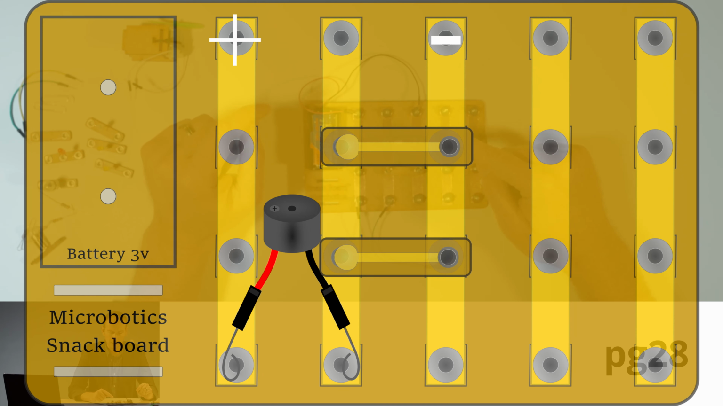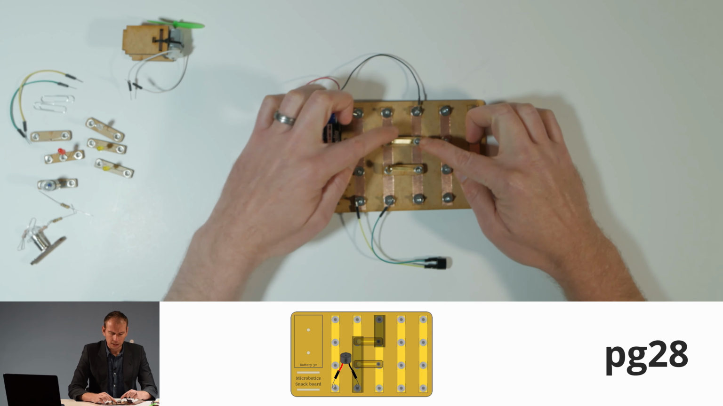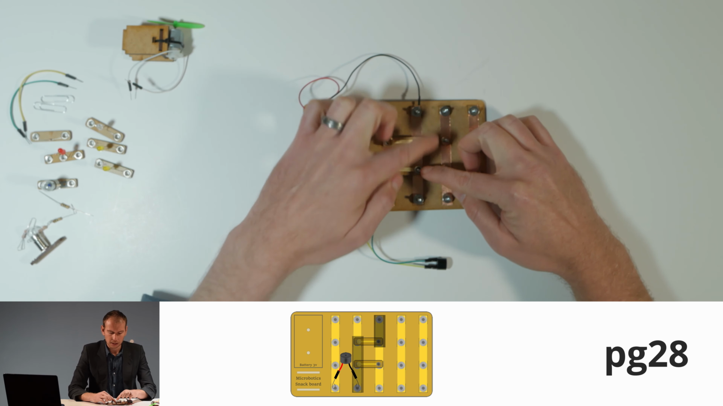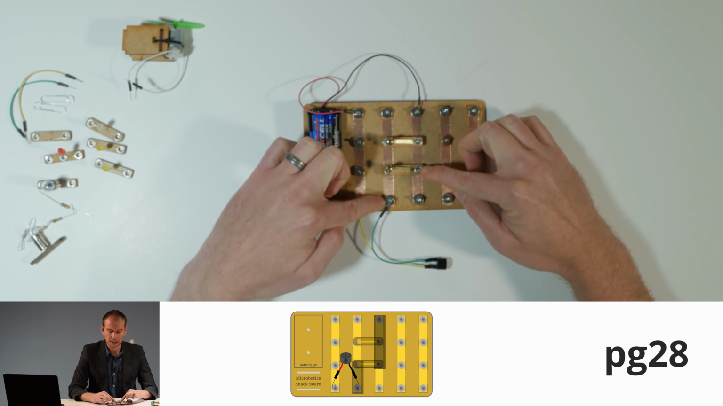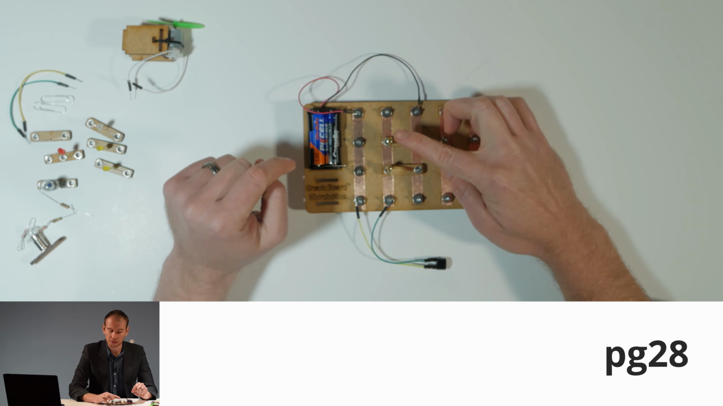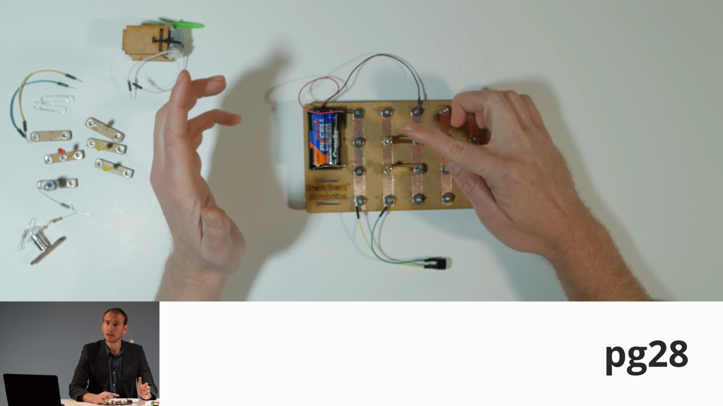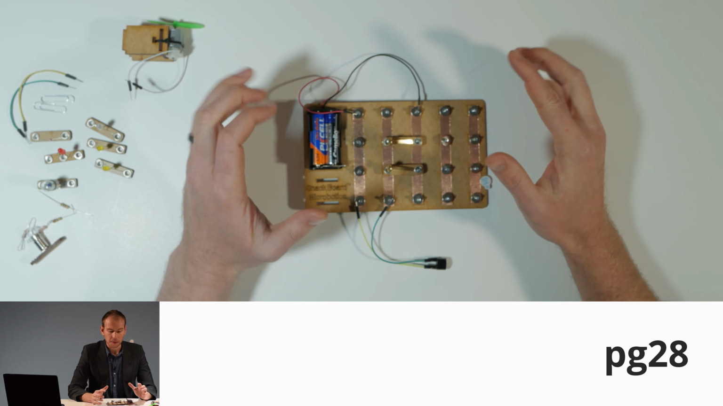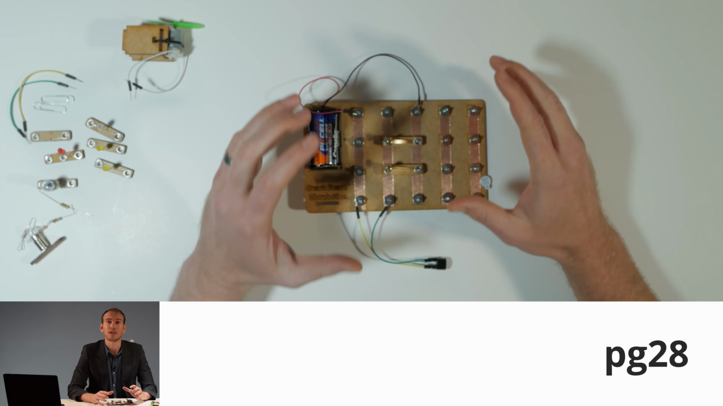Now this means that if I press this button, the negative will flow to the buzzer, or if I press this button, the negative would flow to the buzzer. So let's give it a test. If somebody comes to my front door, it works. If somebody comes to my back door, it works as well. So this is exactly what we want for our alarm.